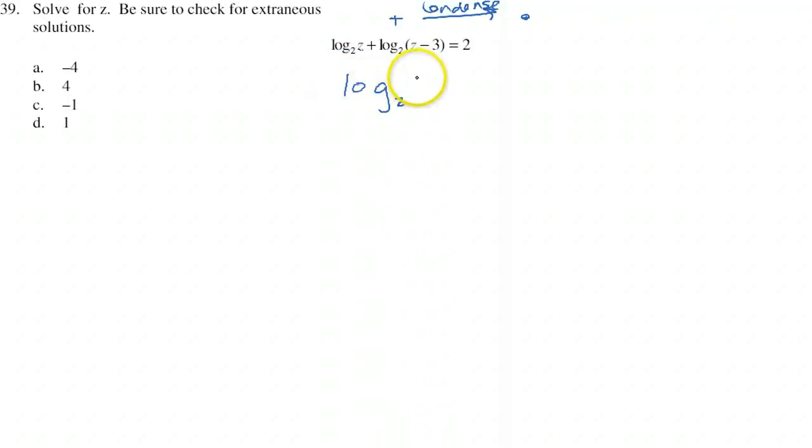So what I'm going to do is condense, so that means I write the word log only once, and then we have z times z minus 3. And this is still equal to 2. So now that it's condensed to a single log, now we can work on canceling that out. And remember, to cancel out a logarithm, we use an exponential with a base of 2.